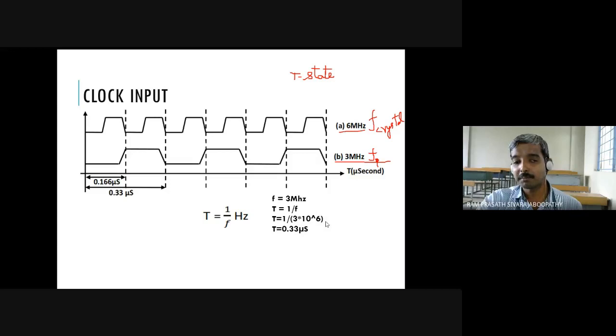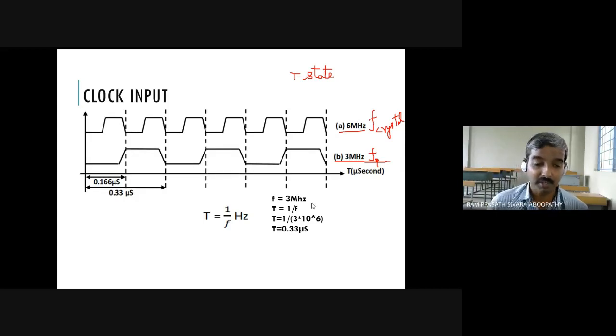1 by mega is equal to micro. 1 by 1 mega is equal to 1 micro. So 0.33 microsecond. What does that mean? The time period of the clock pulse is equal to the T state, which is equal to 0.33 microsecond if it is operating at 3 megahertz. For example, a question can be asked: if my microprocessor is operating at 4 megahertz, what about the time period? 1 by 4, that means 0.25 microsecond.